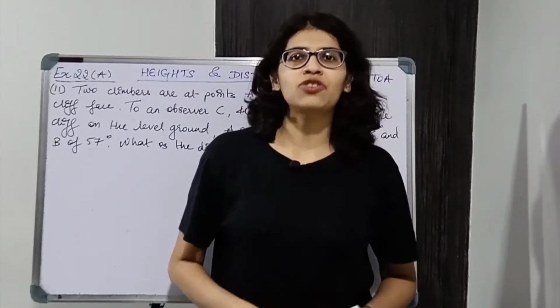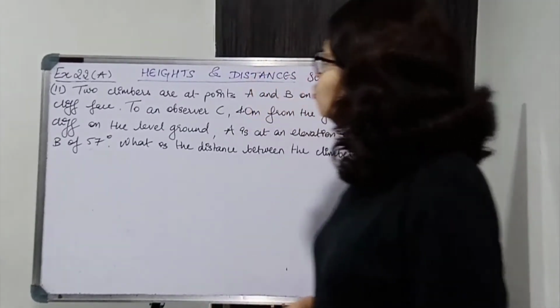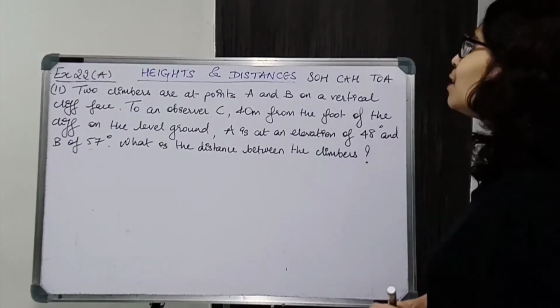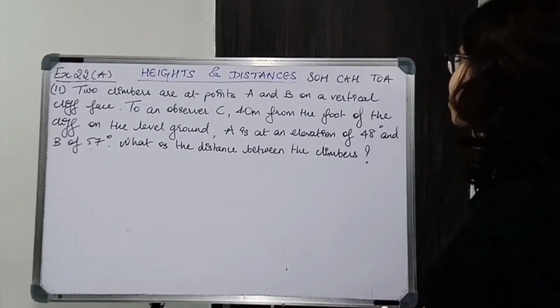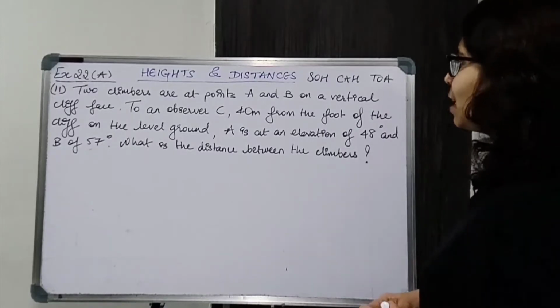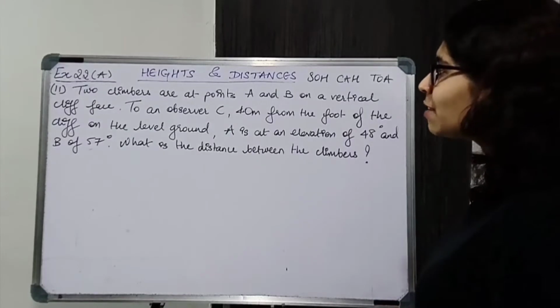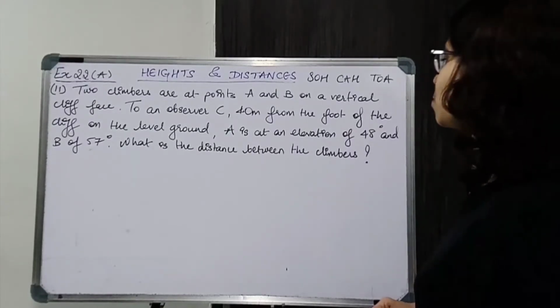Let's read the next question. Question number 11. Two climbers are at points A and B on a vertical cliff face. To an observer C 40 meters from the foot of the cliff on the level ground, A is at an elevation of 48 degrees and B of 57 degrees. What is the distance between the climbers?